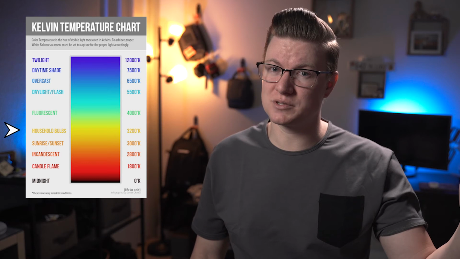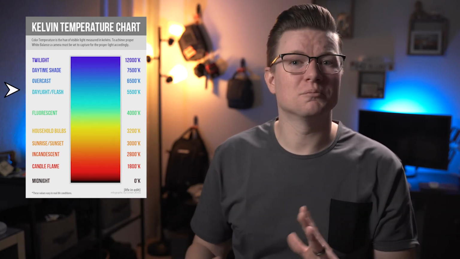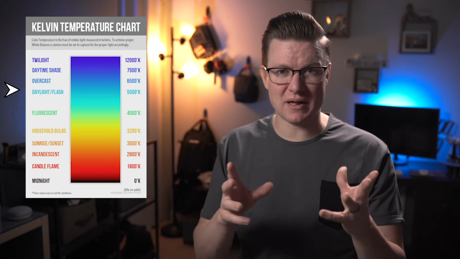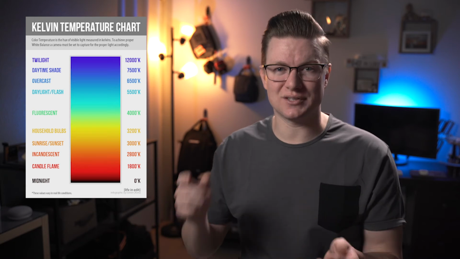3200 Kelvin's more towards the orange. 5600 Kelvin's more towards the blue. So that's what you're going to do. You're setting your white balance in your camera to find what white looks naturally to the eye. So make sure you check your white balance.